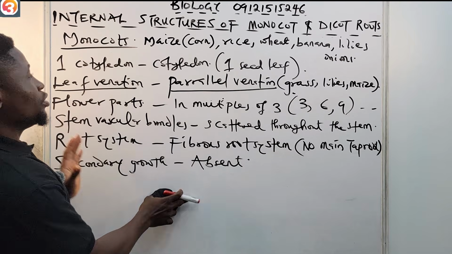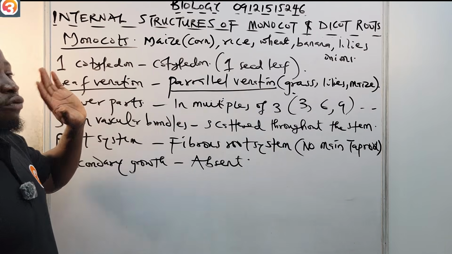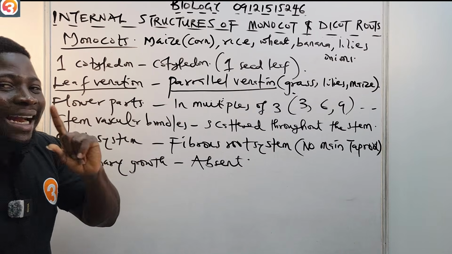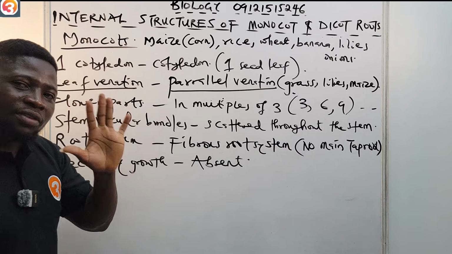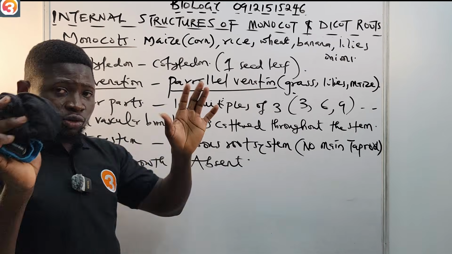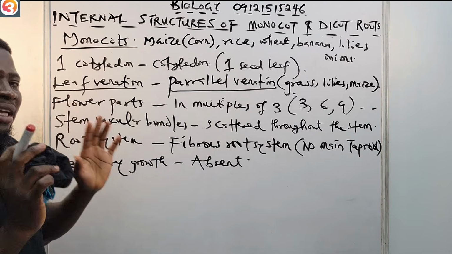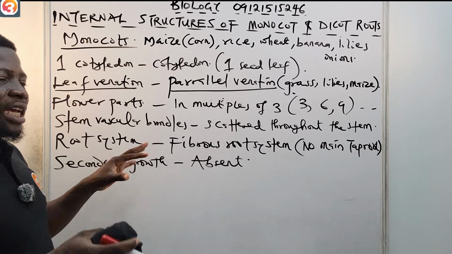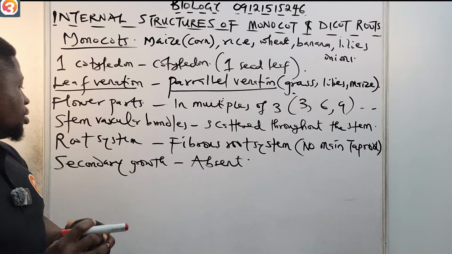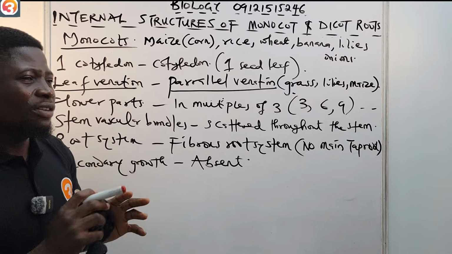Please take note of these characteristics of monocot. They have one cotyledon. They have a parallel leaf venation. Their floral parts are in multiples of 3, like 3, 6, 9, 12. Stem vascular bundle is scattered throughout the stem. Root system is fibrous, and secondary growth is absent for monocots.